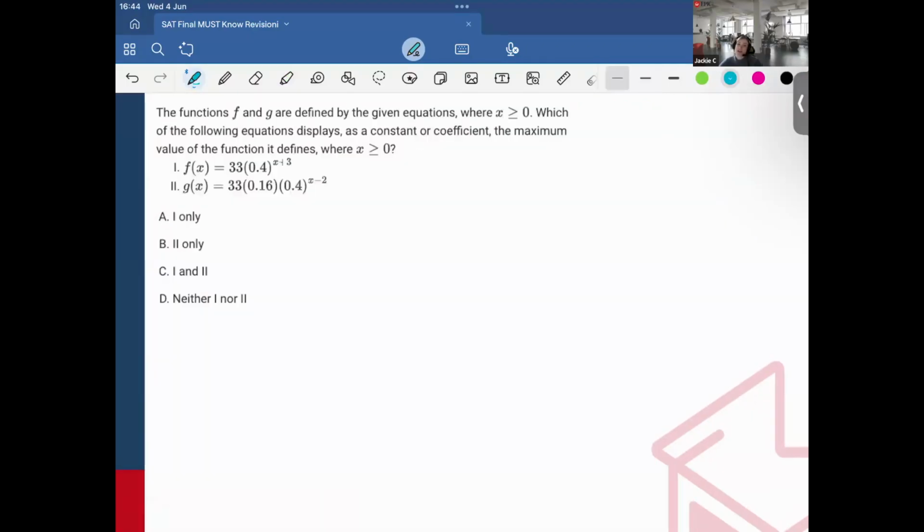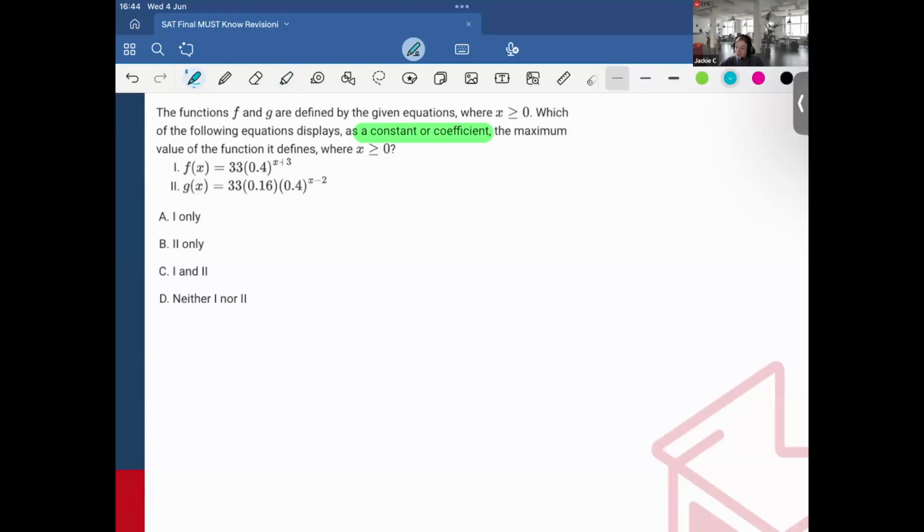So next up, we have this one. It says the functions f and g are defined by the given equations where x is greater than or equal to 0. Which of the following equations displays as a constant or coefficient the maximum value of the function it defines where x is greater than or equal to 0?